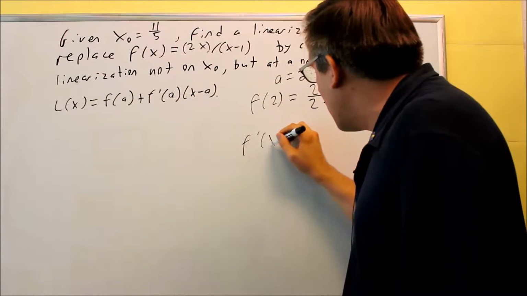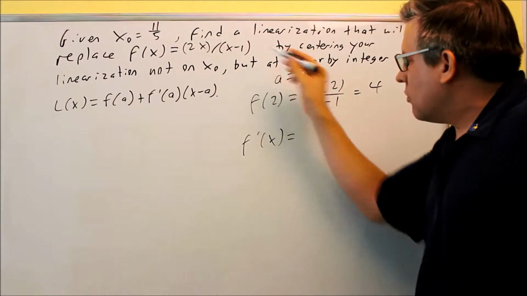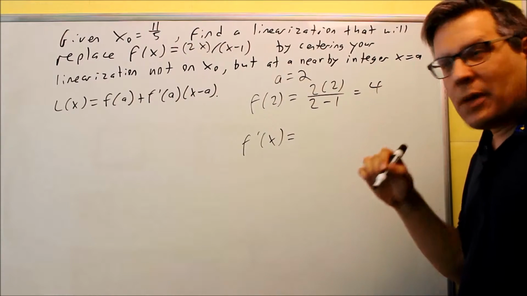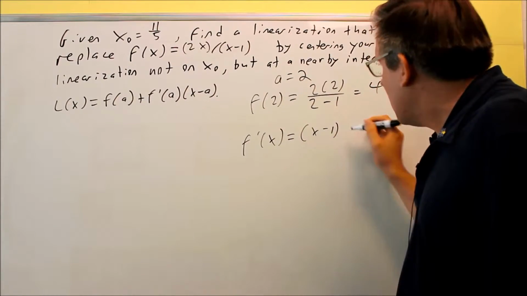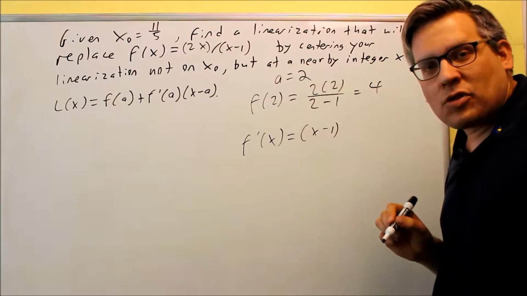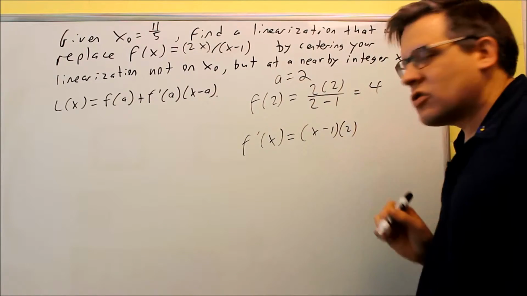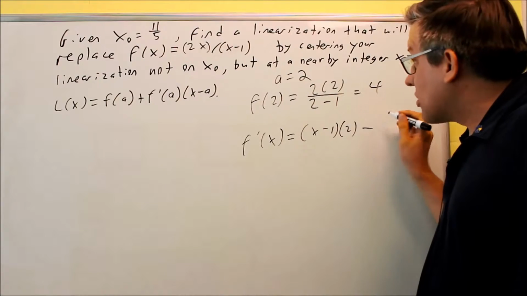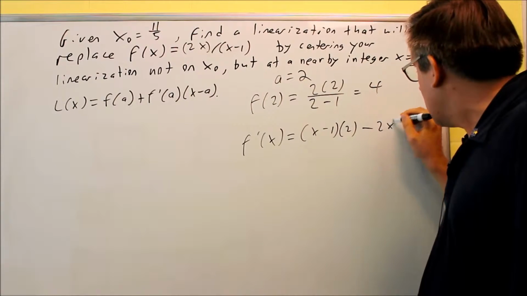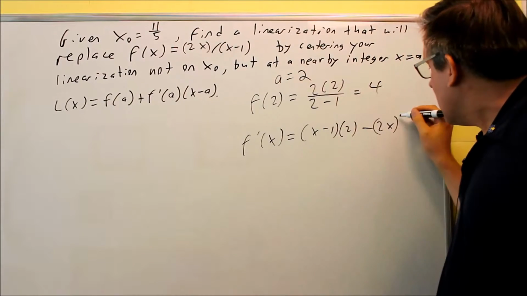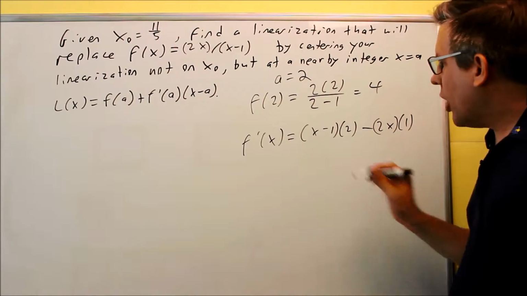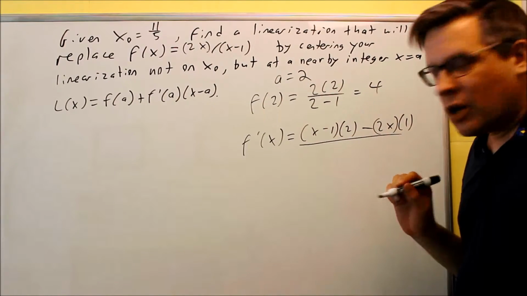Okay, so f prime of x, I take the quotient rule. The quotient rule says we take the bottom, which is our g, the bottom thing, x minus 1, times the derivative of the top. The top is 2x. That derivative is 2. Minus the top thing, which is 2x. And then we're going to do the derivative of the bottom. The bottom one is going to be 1, all over the bottom squared.